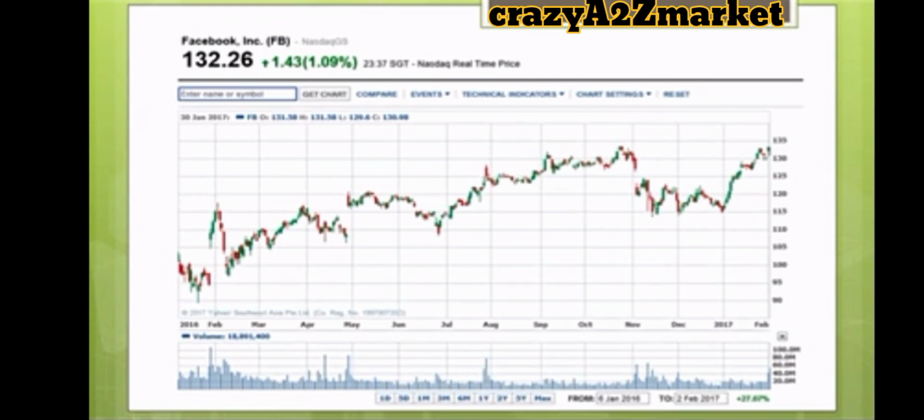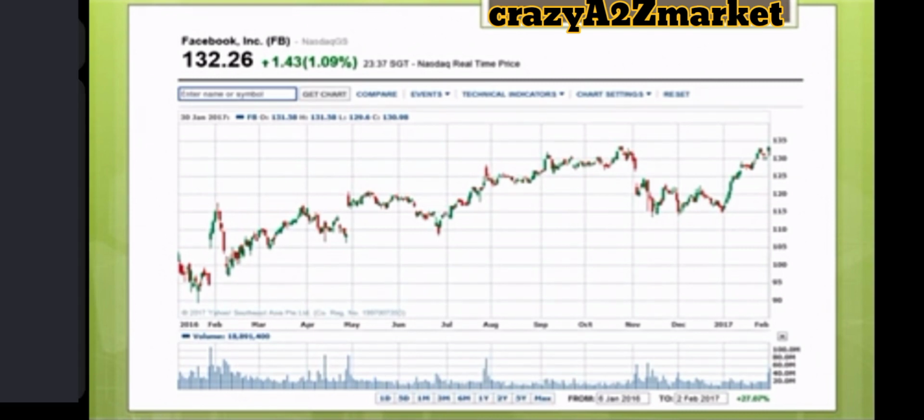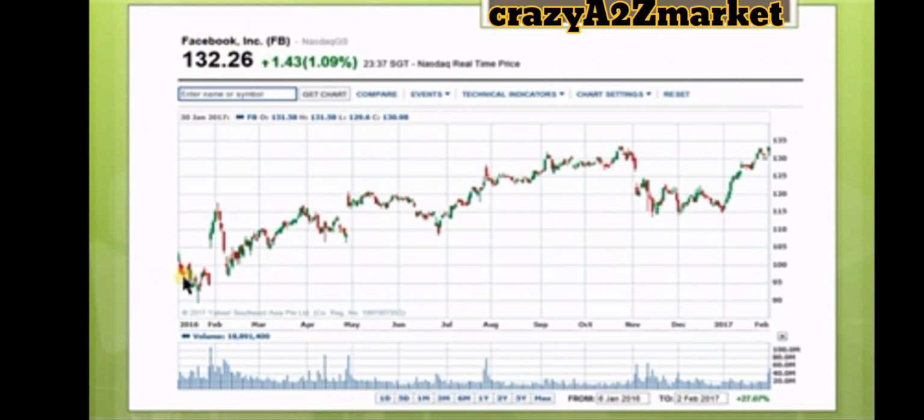So before we begin, I just want to show you how stocks typically move. What we have here is the chart of Facebook, and you can look at how Facebook moved over a period of 1 year. So you will notice that the movement of a stock is not in a linear pattern, meaning it does not move up in a straight line, nor does it come down in a straight line. Stocks typically follow a zigzag pattern.